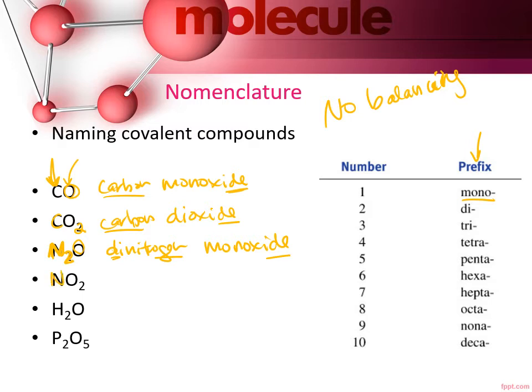NO2, there's only one nitrogen, so no prefix needed for that first element, but now I have 2 oxygens, dioxide. Dinitrogen monoxide, nitrogen dioxide. H2O, you're like, that's water. Yes, but we also have a super fancy name for it in chemistry. I have 2 hydrogens, so dihydrogen. I have 1 oxygen, monoxide. Dihydrogen monoxide is also water.